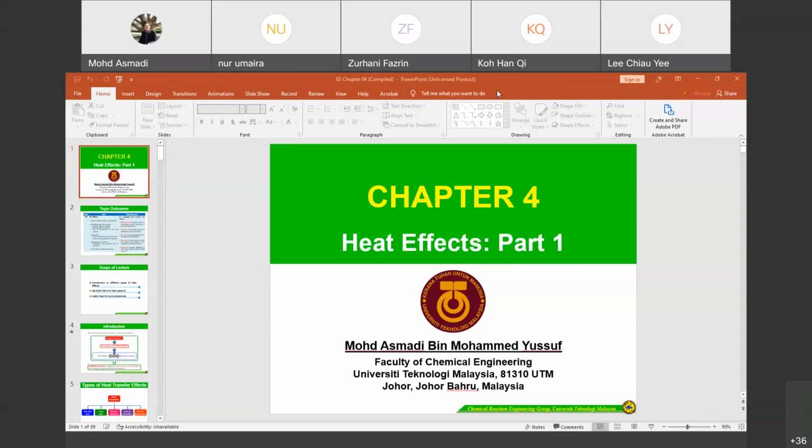And then we already explained also about the cubic equation of state. How to calculate by using Redlich-Kwong, Soave-Redlich-Kwong, Peng-Robinson, van der Waals, also vapor-vapor and liquid-liquid equations. So we need the information from the cubic equation of state.